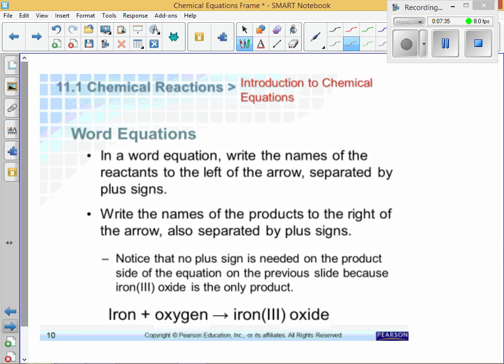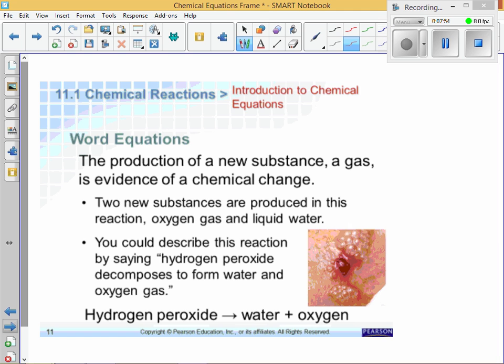No, the plus signs mean that they're combining, okay? That they're reacting. That's what the plus means. The arrow means yields, okay? No plus sign is needed on the product side of the equation because there's only one product, okay? If we produce 2 products, we would use a plus sign between those 2 products. Moving on.